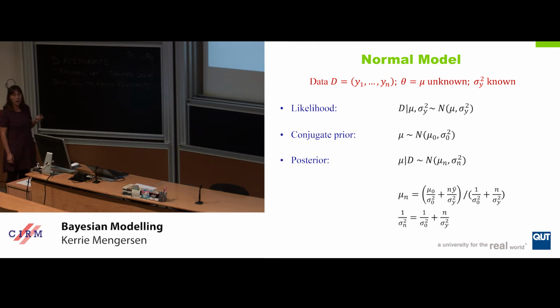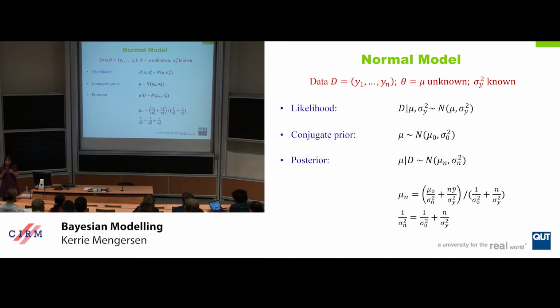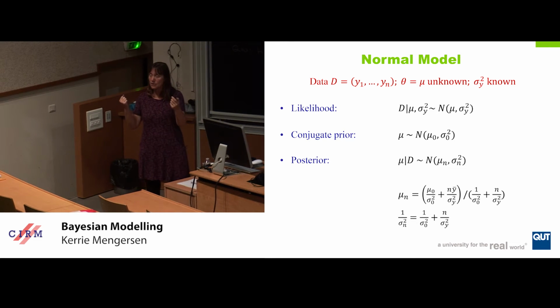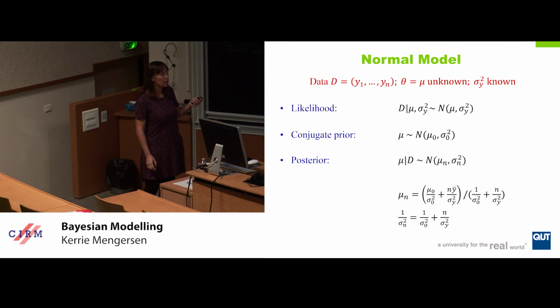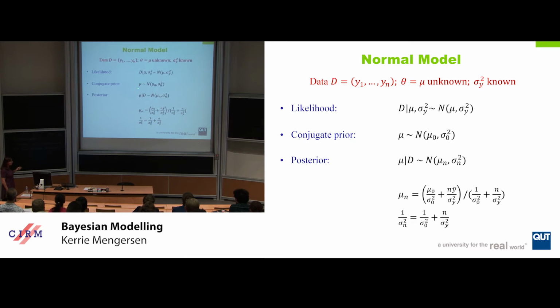We have a conjugate prior. Like in our case for the beta distribution, we started with a beta prior, we multiplied by our binomial likelihood and we ended up with a beta posterior distribution. So a conjugate prior is one where the distribution for the prior and the posterior are the same. All that's happened is we've changed the parameter values. So here again, we have a normal distribution for mu as our prior, parameterized by these hyperparameters, mu naught and sigma naught squared. So this is what we know about mu before we start.